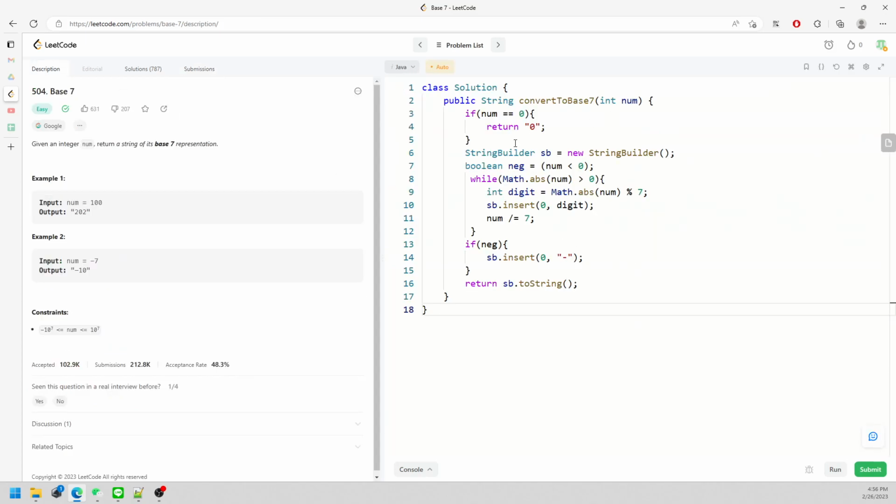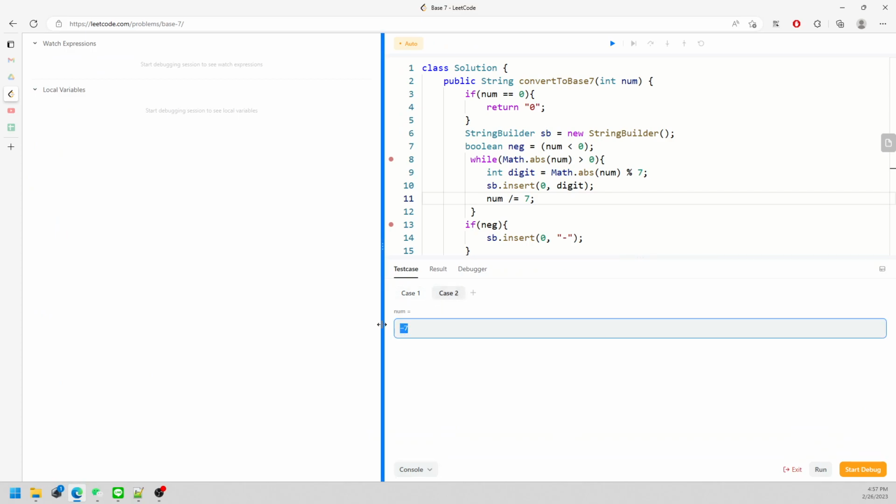So what is the time complexity for this one? It should be log 7, right? Every single time you are dividing by 7, so it should be log 7. And then space should be constant, because we have no idea how big the num is, right? And I'm going to put some breakpoints when you debug.